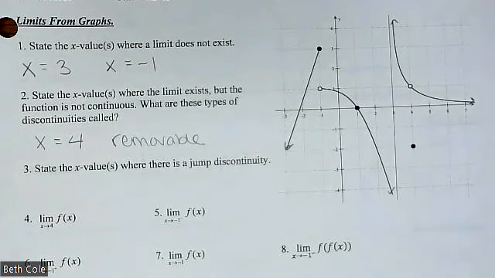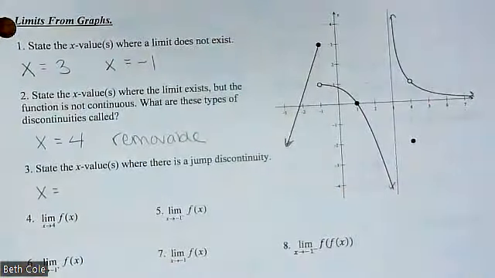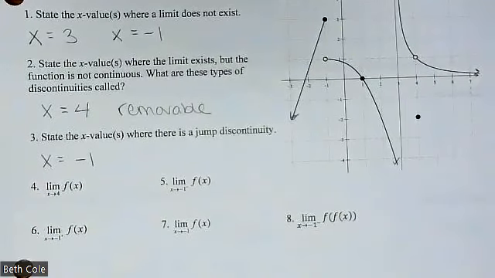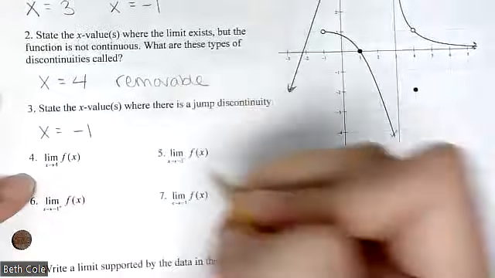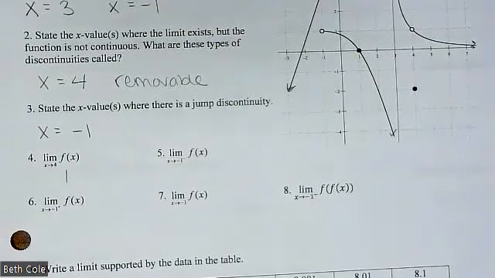And then 3, where is the jump discontinuity? At x equals what? Yeah, -1 is where there's a jump. Good. And the rest of these we're just answering the questions. So limit as x goes to 4, what do you think? 1. This is like your quiz 2.0. It's like your quiz over again, these kind of questions.